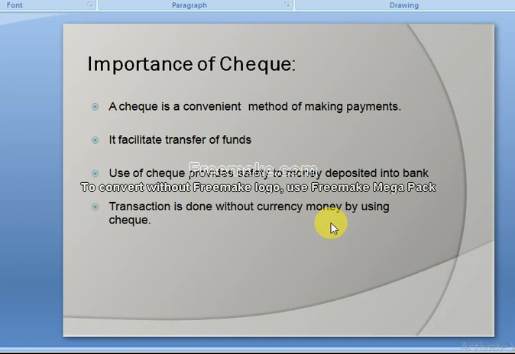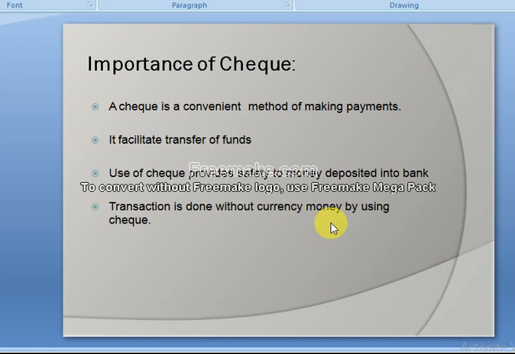A check is a very convenient method of making payments. Look, if immediately you don't have the cash amount, when you pay by check, that check is acceptable and the transaction takes place. If instead you transfer the cash money, that is risky. That's why, instead of transferring the cash amount, if that money is transferred through the check, that is a very convenient and easy way of making payments.